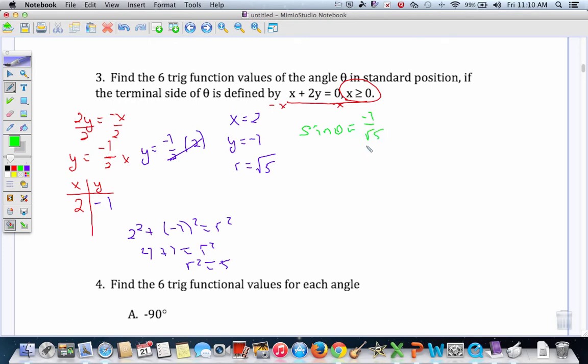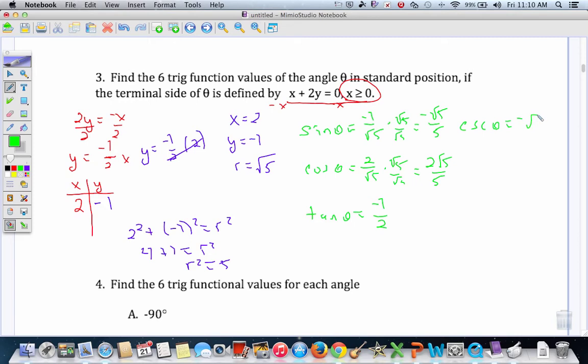Sine is y over r. Bring in what we know from Algebra 2. We can't have a radical in the denominator, so I have to rationalize that by multiplying top and bottom by the square root of 5. So I wind up with negative 1 times the square root of 5 over 5 for my sine. Cosine is 2 over the square root of 5, x over r. Again, can't have a radical in the denominator, so let's multiply by the square root of 5. I have 2 square root of 5 over 5, and tangent is y over x, or negative 1/2.